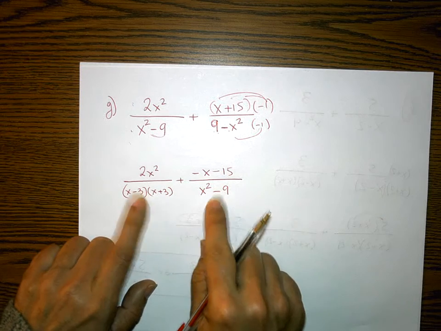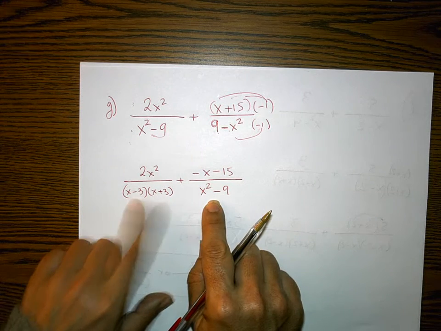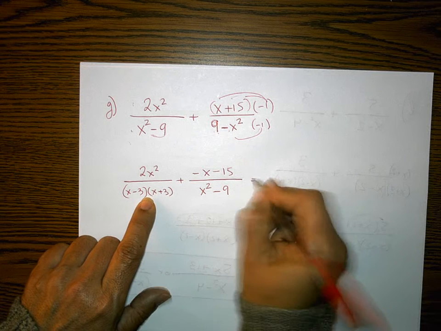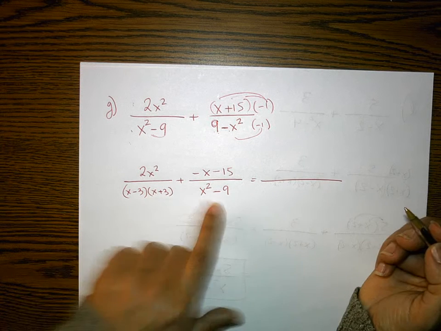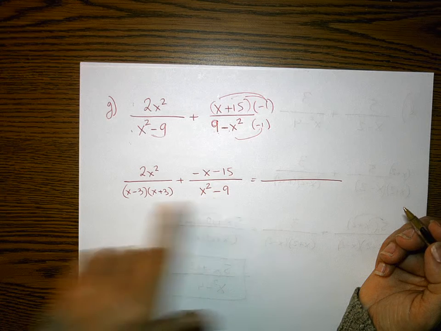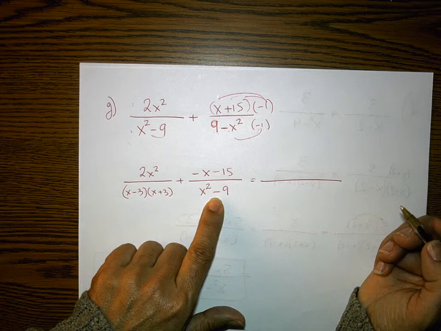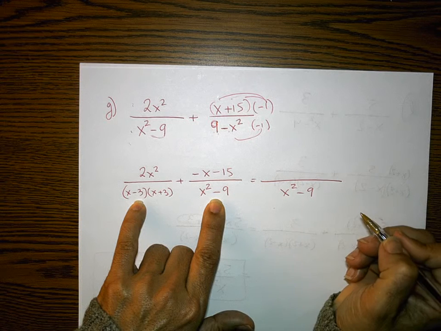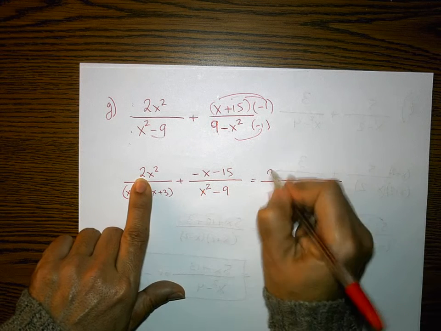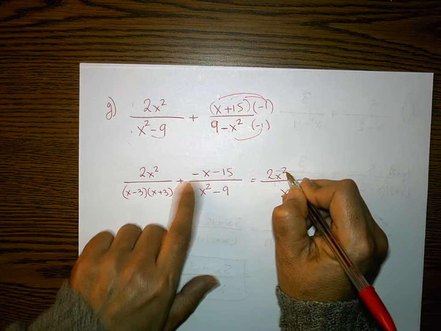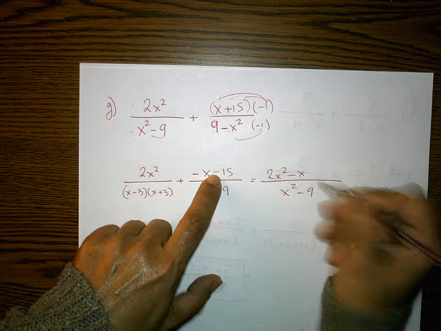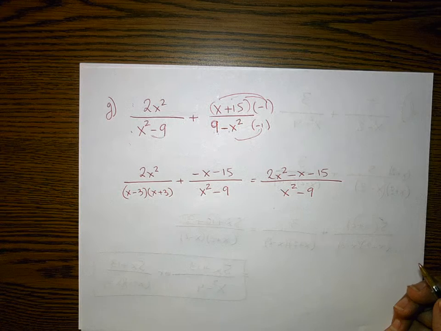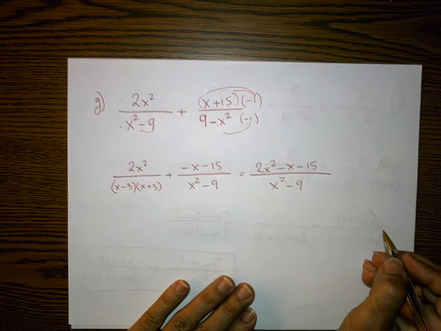So both of them are the same. This one is factored out, this one is not factored, but I know they are the same. So now I can go ahead and combine. You can either write it as a difference of squares, factored out, or FOILed together. I know they're the same. I'm going to write x squared minus 9. On the numerator, we'll have 2x squared plus a negative x, which is negative x, minus 15. And then we're going to try to factor it to see if there's anything we can reduce.